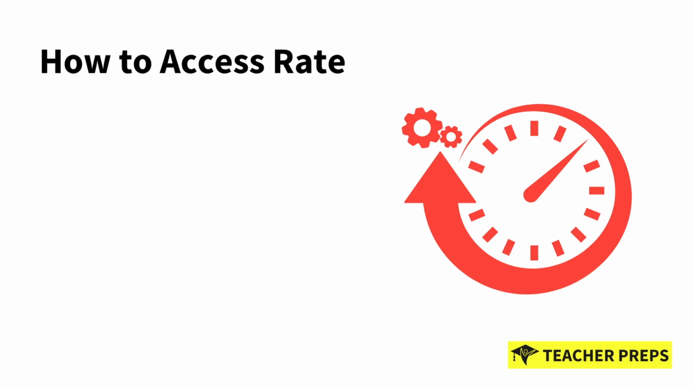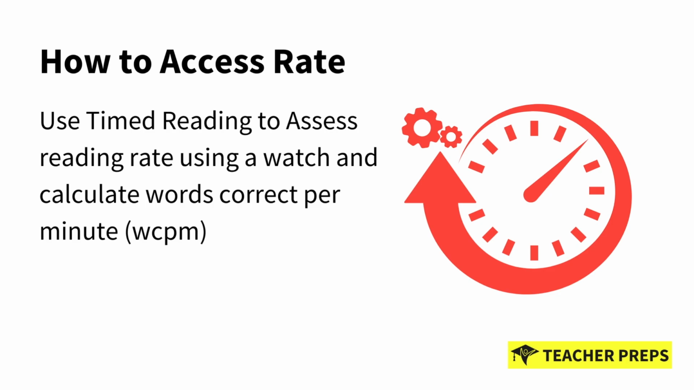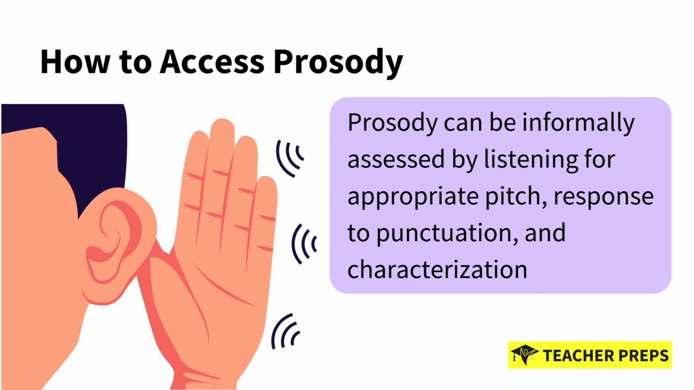Now let's discuss how to assess a student's reading rate. We use timed reading to assess reading rate, and use a watch and calculate words correctly read per minute. Prosody can be informally assessed by listening for appropriate pitch, response to punctuation, and also characterization.